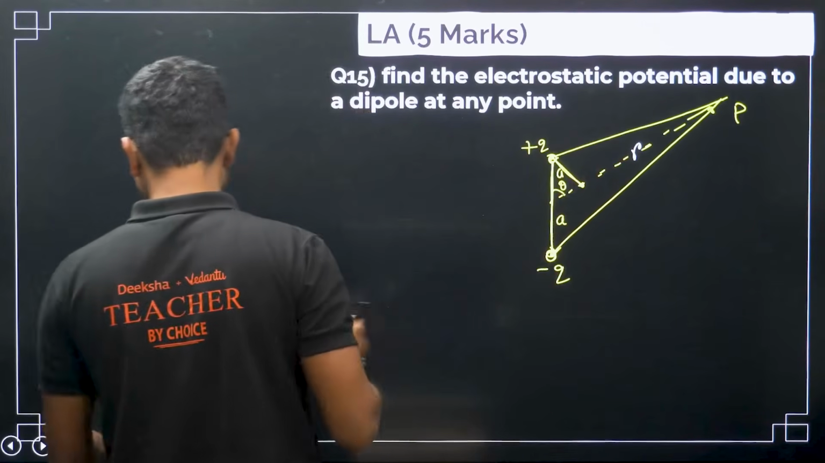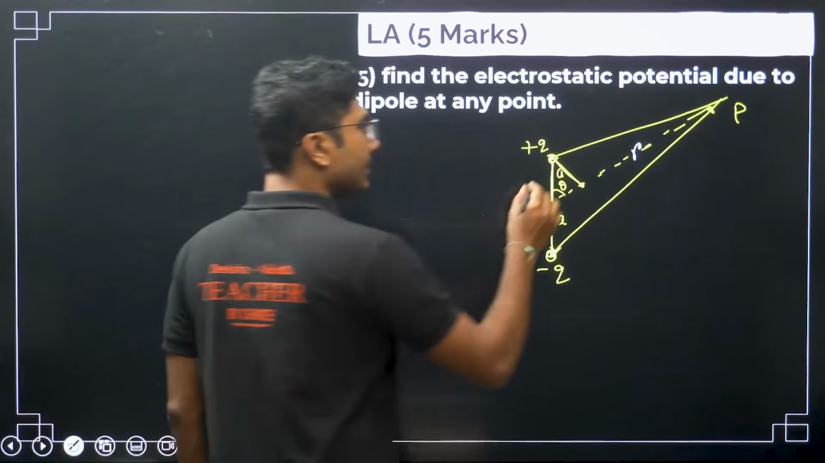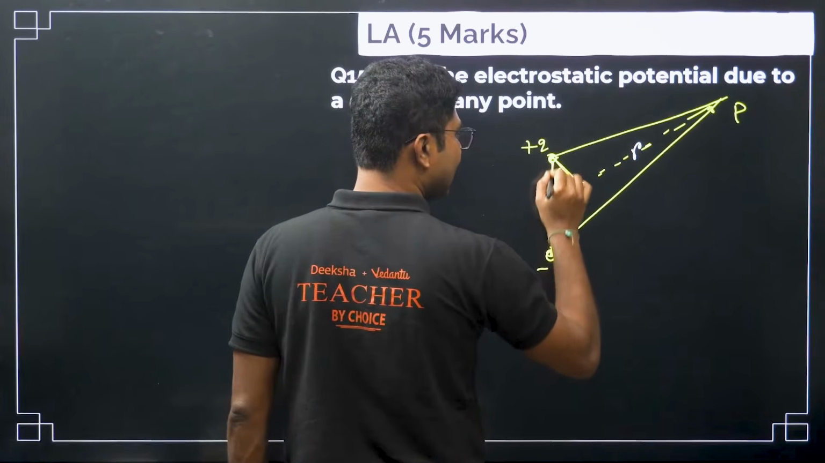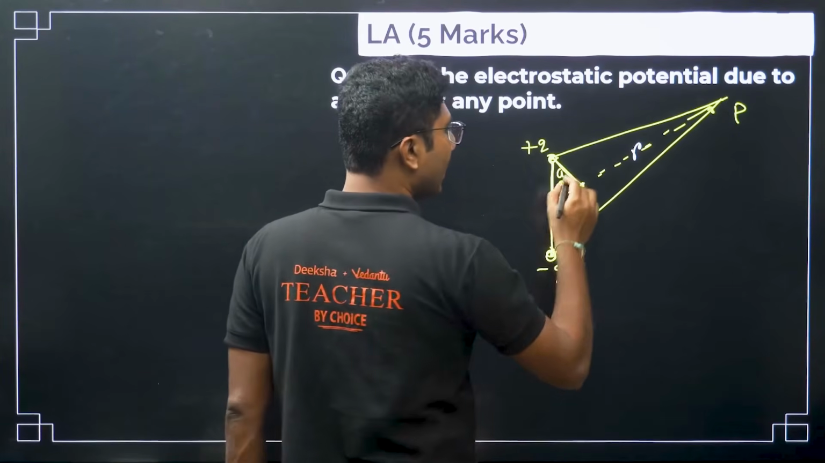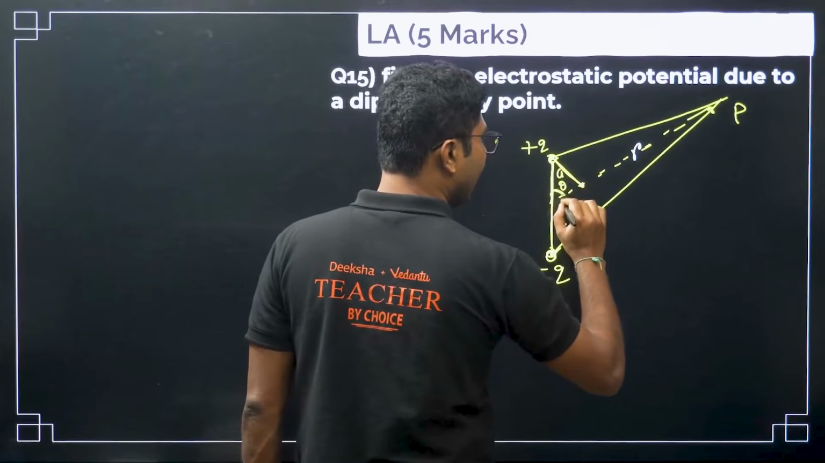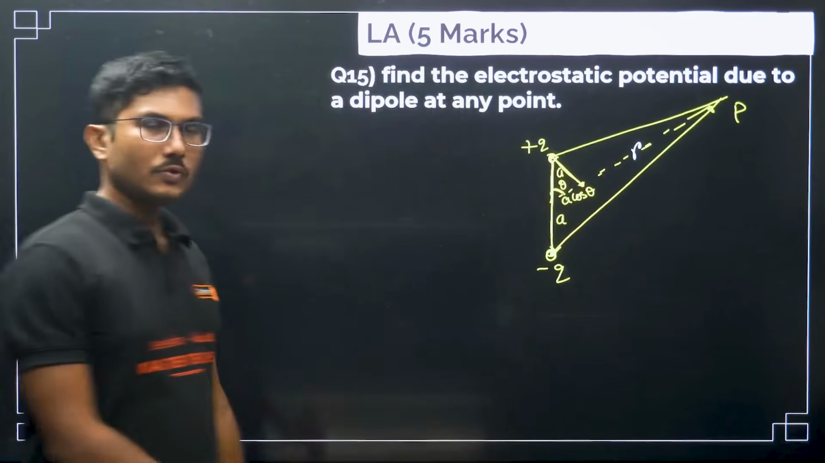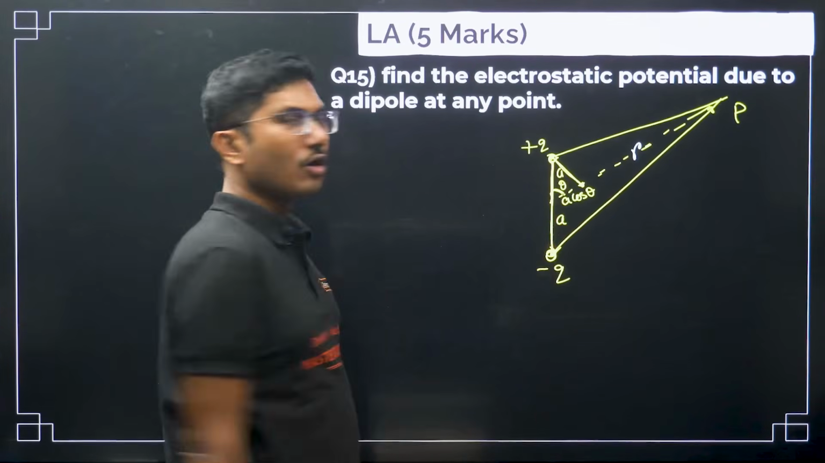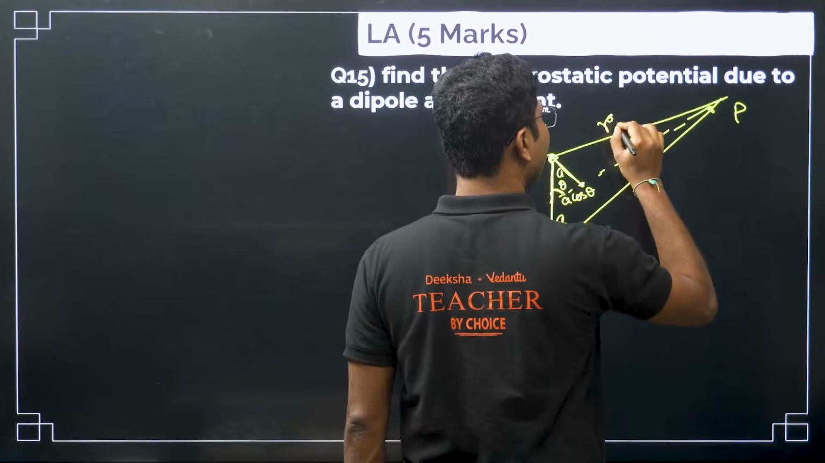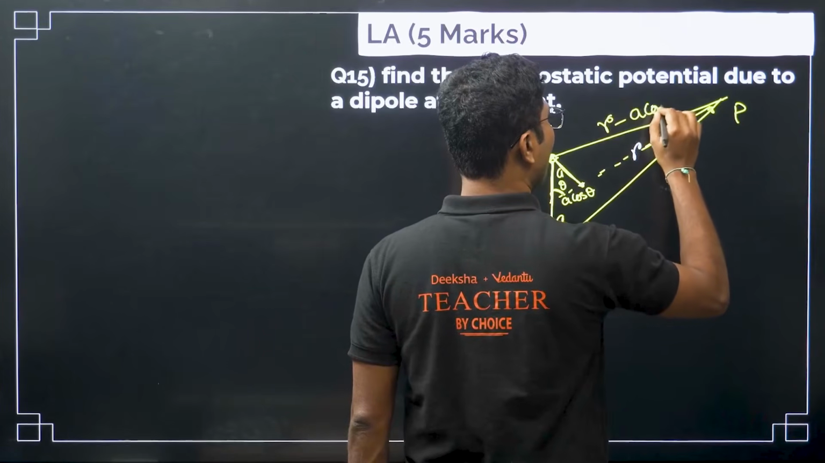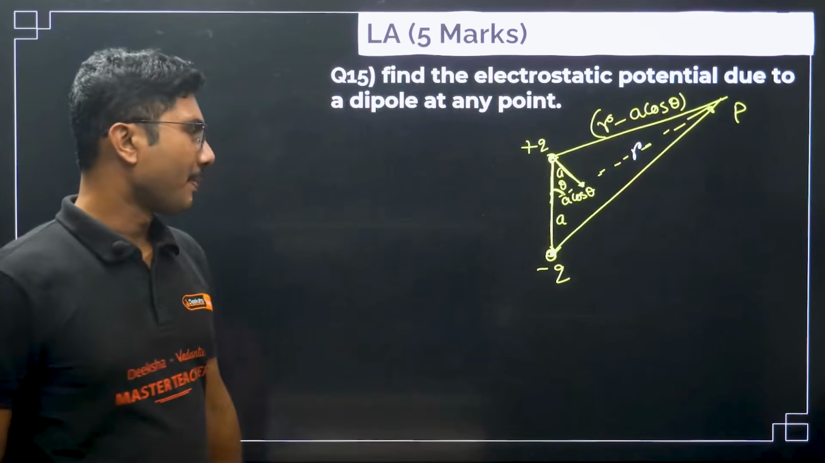If you understand this diagram, the derivation is not difficult. So this side is A, this side is A, this is a theta angle, this is a 90-degree angle, right? So this side will be A cos theta. So what is this side? This side will be r minus A cos theta. Don't worry, the derivation is very easy.